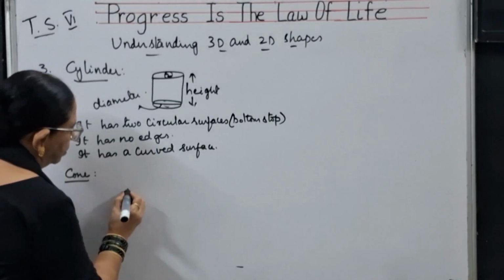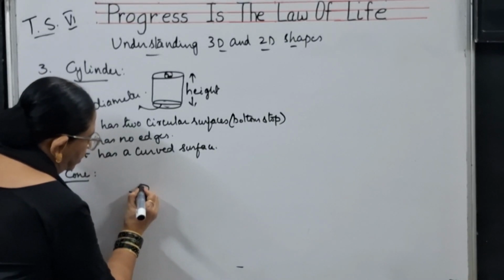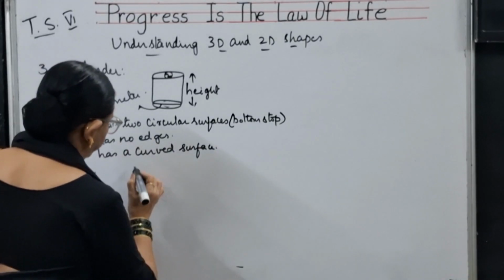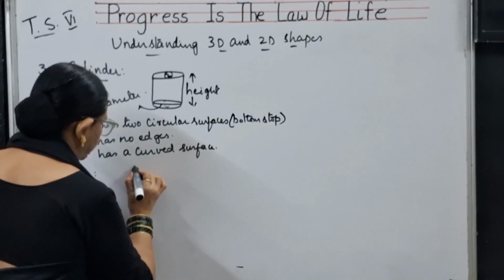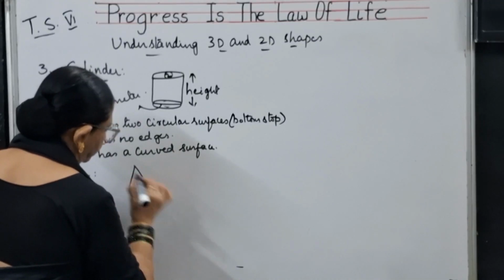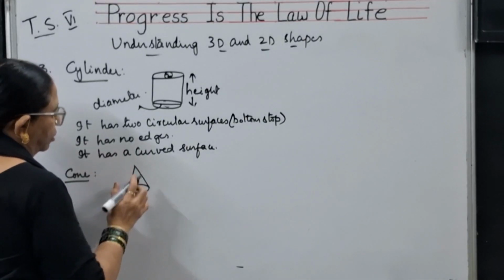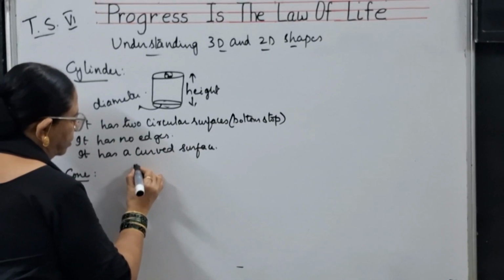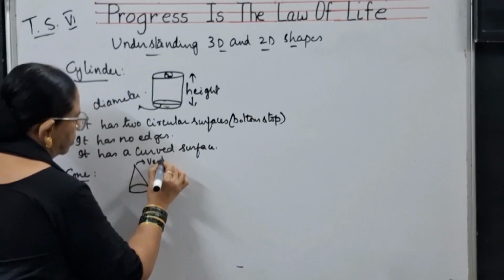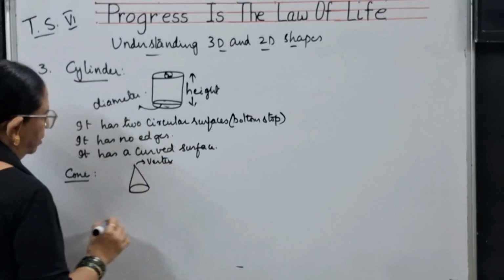A cone will be having a circular base and one vertex. It is like your birthday caps, children. So you have one vertex. We call this vertex. And this is the circular base.